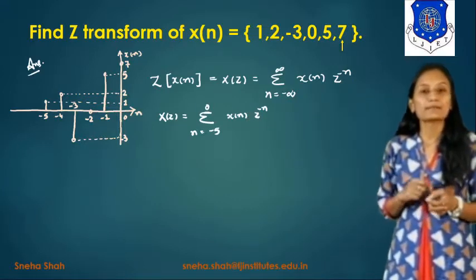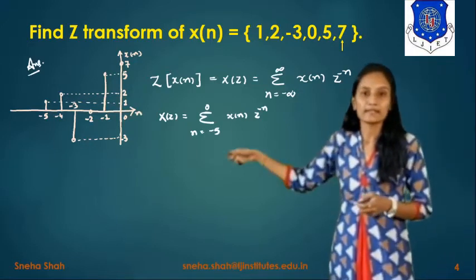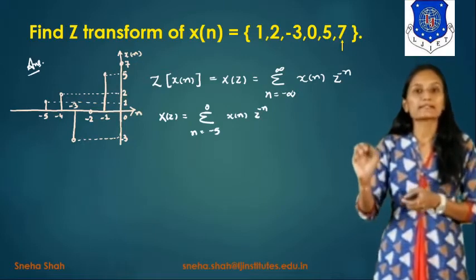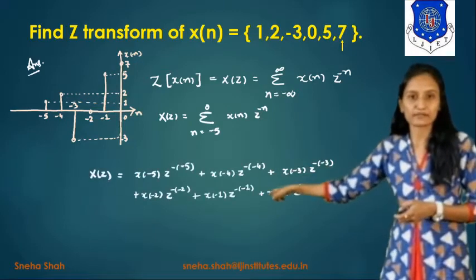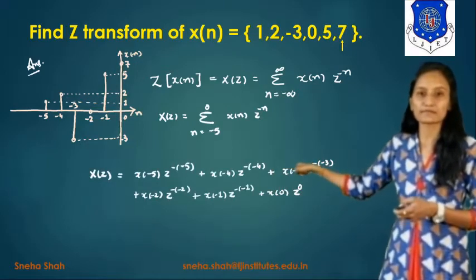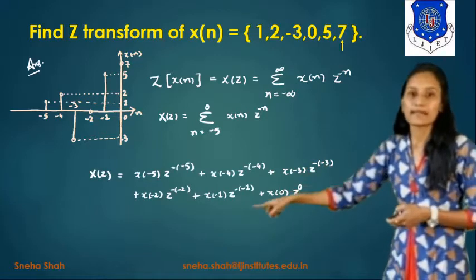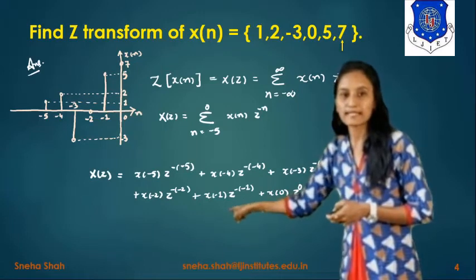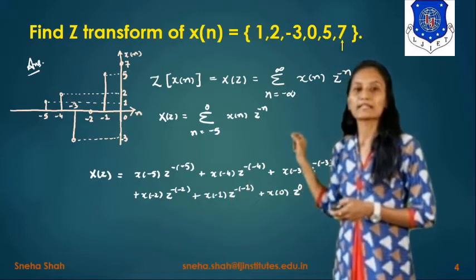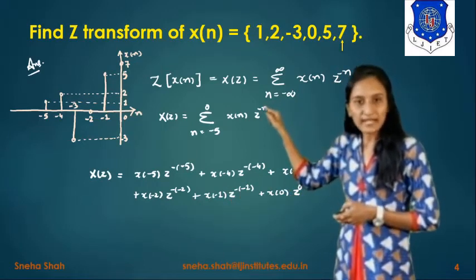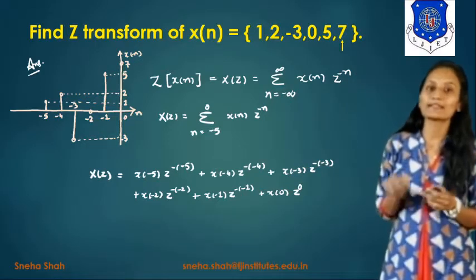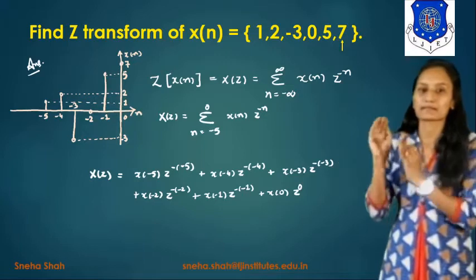Now in this we will put in all the values of n in this range, right? So what will be the equation? X of minus 5 z raised to 5 plus X of minus 4 z raised to 4. Likewise, X of minus 3 z raised to 3 plus X of minus 2 z raised to 2. Because instead of positive n we have taken these negative values, overall it will convert into the form of plus terms.